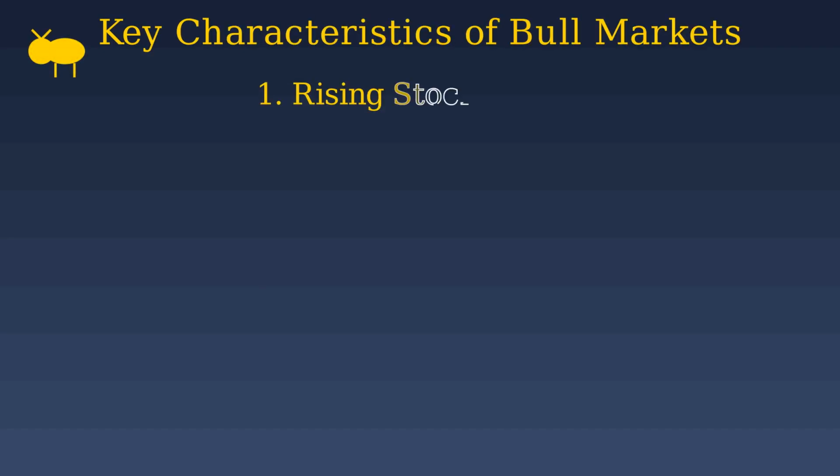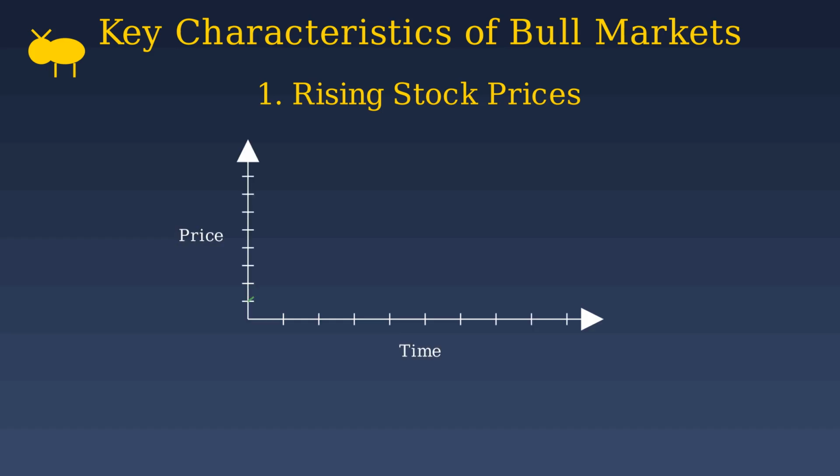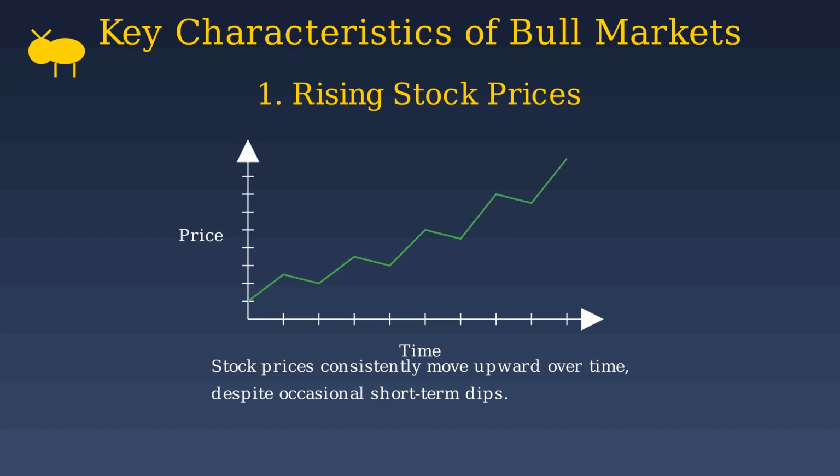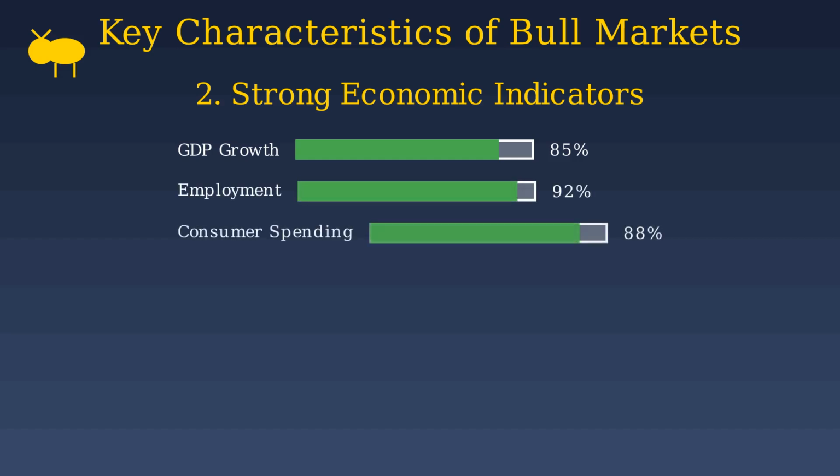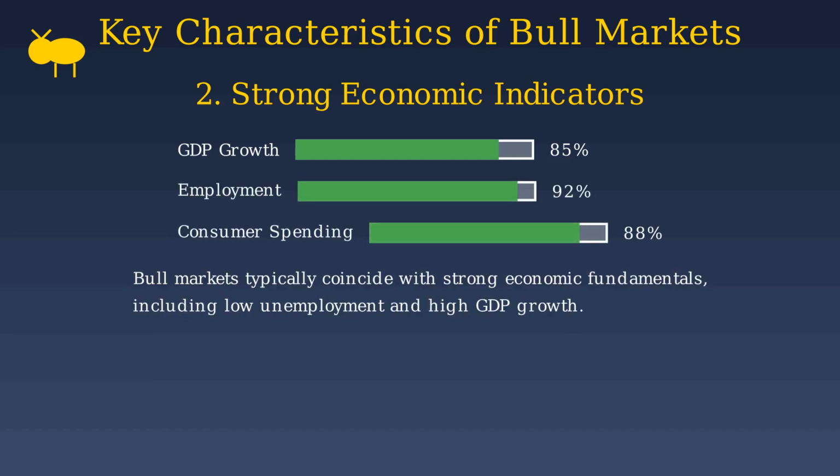The most obvious characteristic of a bull market is consistently rising stock prices. While there may be occasional dips, the overall trend is upward over time. Bull markets typically coincide with strong economic indicators. These include low unemployment rates, robust GDP growth, and increased consumer spending.